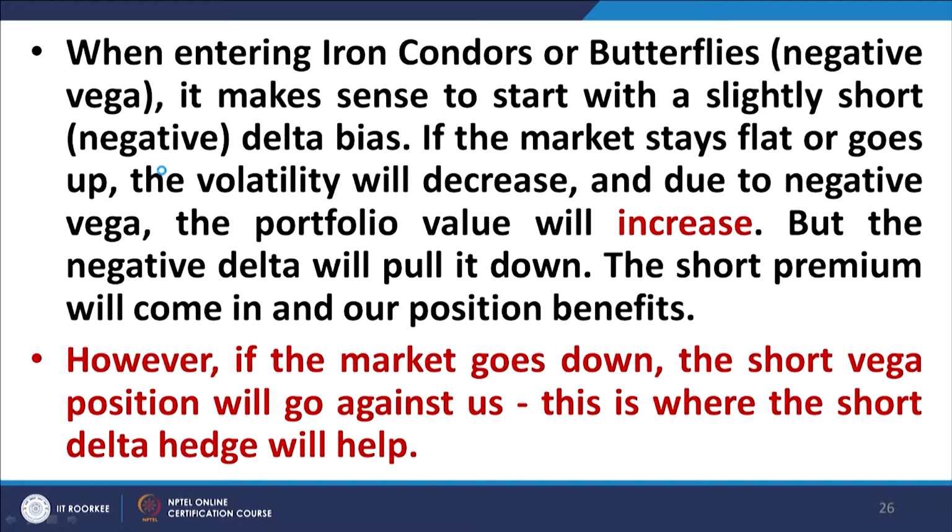So, what do we infer? What is the strategy that should be followed? When entering into these kinds of strategies, iron condors or butterflies, which have negative Vegas, it is appropriate to start with a slightly short delta, that means a slightly negative delta bias. So, if you have a negative Vega, you would be better off starting with a negative delta as well. Negative Vega should be coupled with a slightly negative delta.